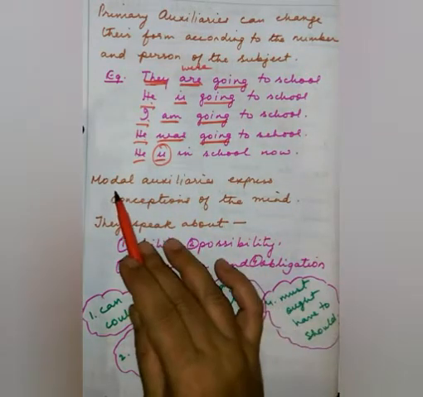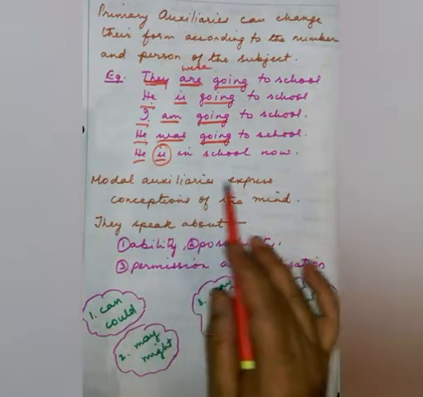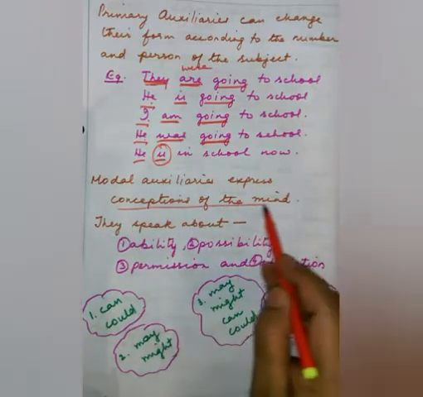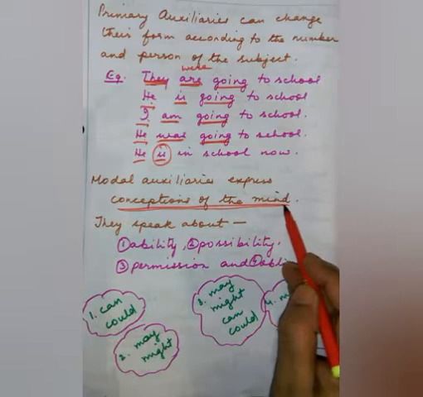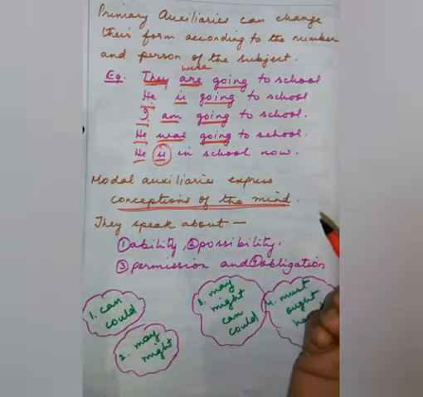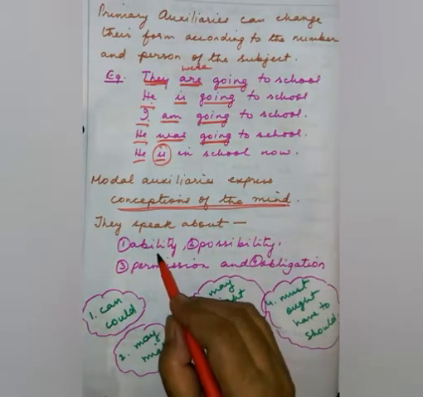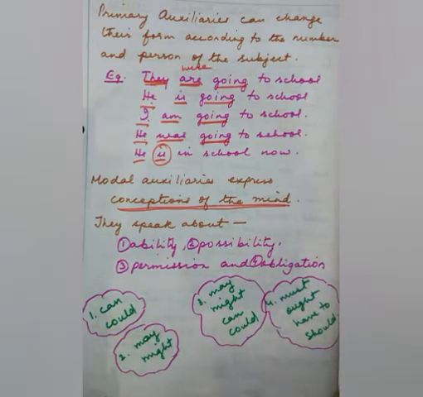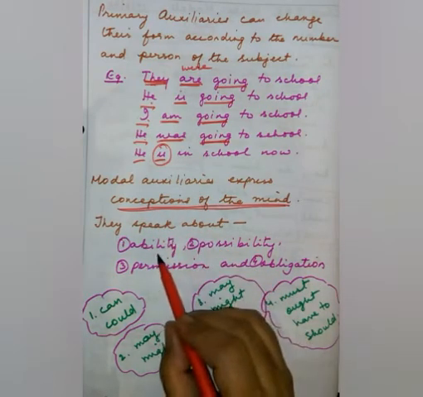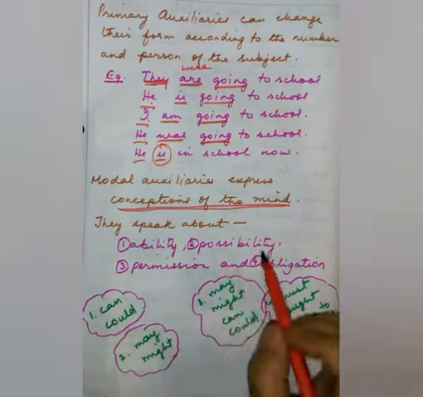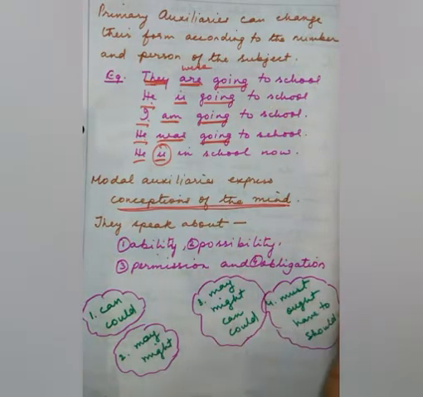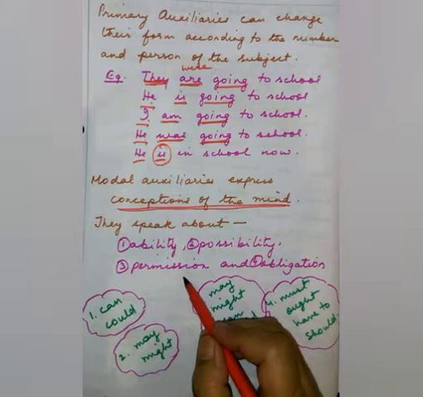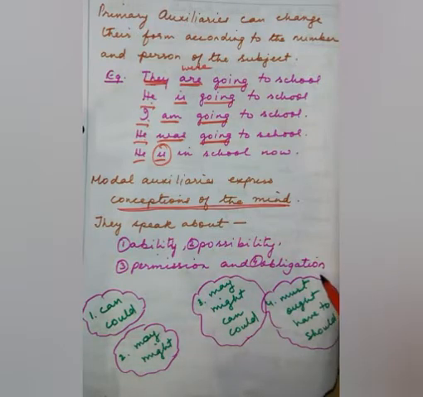Right? Modal auxiliaries express conceptions of the mind. It means what is there in your mind and what you want to speak about. We have done this yesterday. They speak about ability, possibility, permission, and obligation. Ability, to be able to do something. Possibility, it may rain tomorrow. Permission, may I come in? Or obligation, you should take your medicines.